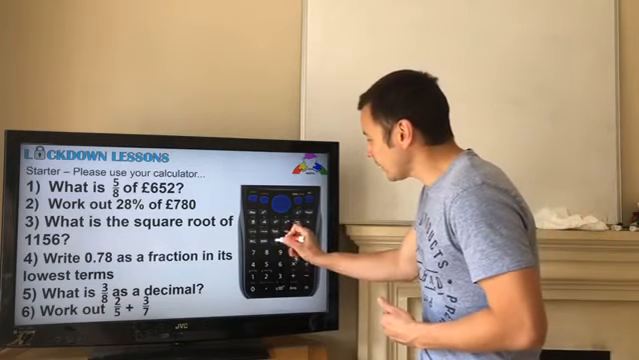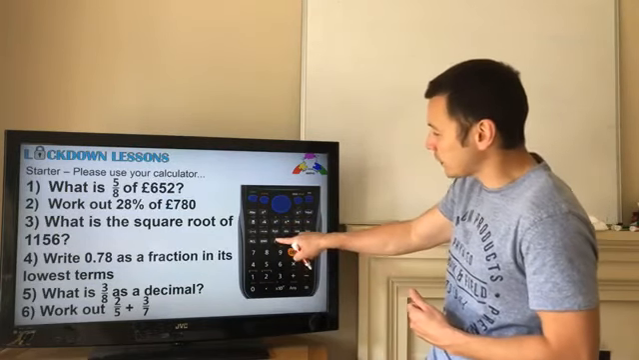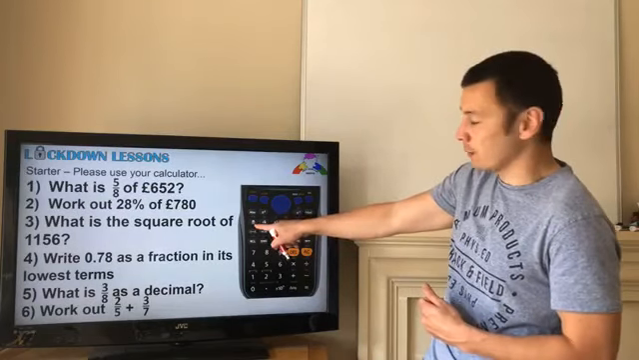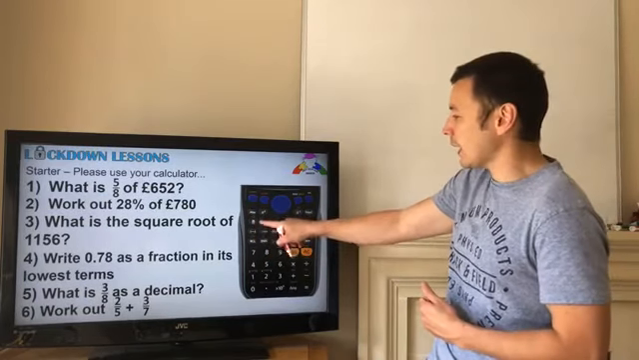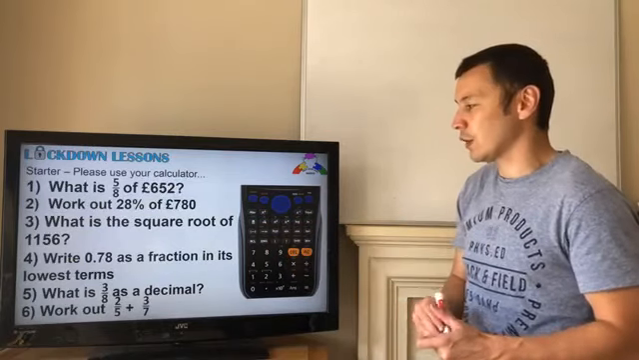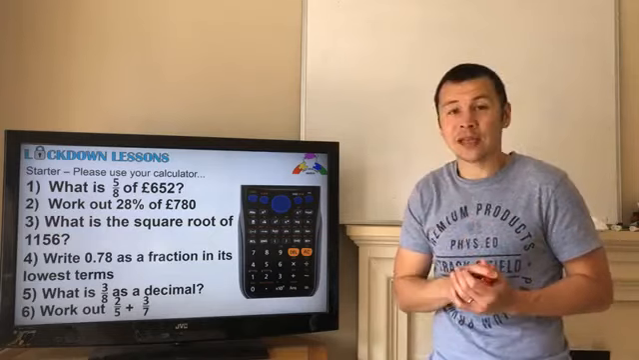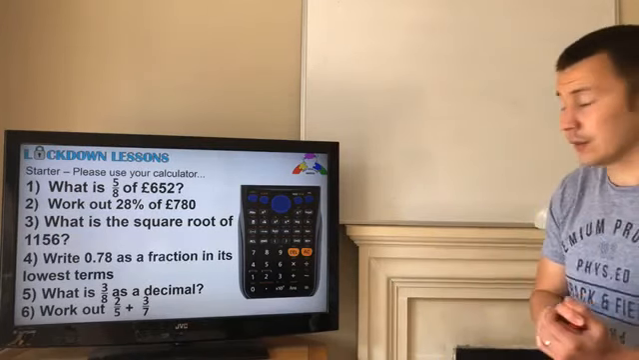Some very useful buttons here. So you can see that button there is very useful. The percentage button, the fraction button is absolutely brilliant as well, and that little tick box square root button as well. So some really good buttons there to save you a lot of effort on these kinds of questions.